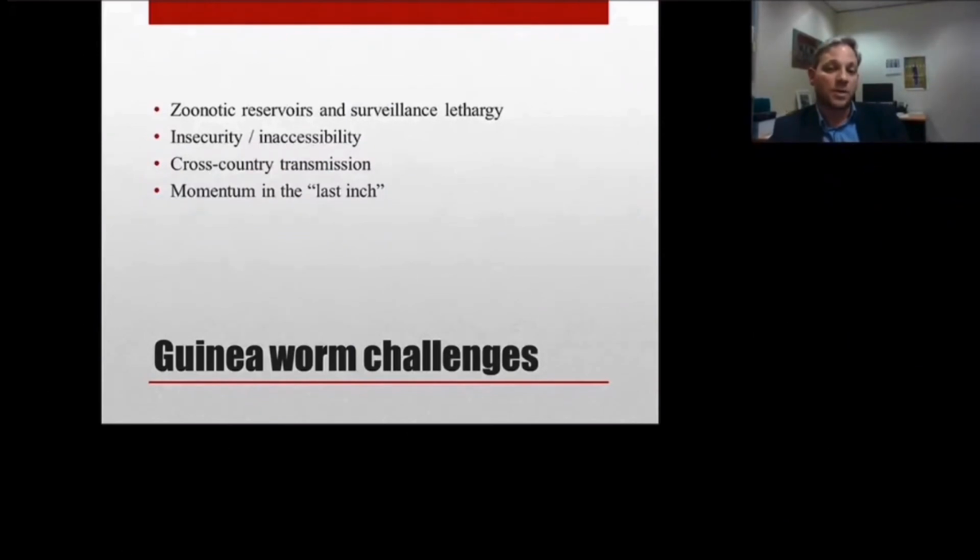So yeah, the dog reservoir I've talked about. There's been some lethargy in surveillance. Ethiopia thought it had guinea worm beaten, and then it turned up in Gambella after a couple of years of 0 cases. Insecurity and inaccessibility in South Sudan in particular, cross-country transmission I've said, and just maintaining momentum in that last inch.